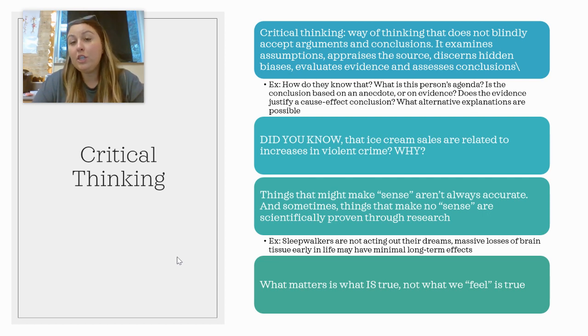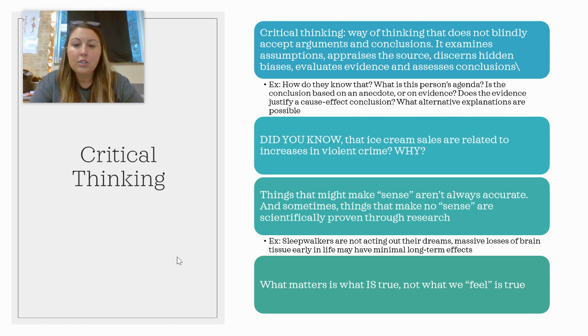So, for example, did you know that ice cream sales are related to increases in violent crime? This is true. This is actually true. Did you know that ice cream sales are related to increases in violent crime? I want you in your notes to answer for me why you think that is, and we'll talk about it in class. Now, things that make sense aren't always accurate, and sometimes things that make no sense are actually scientifically proven through research.